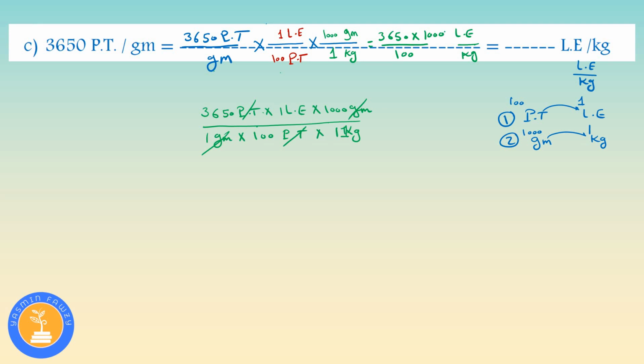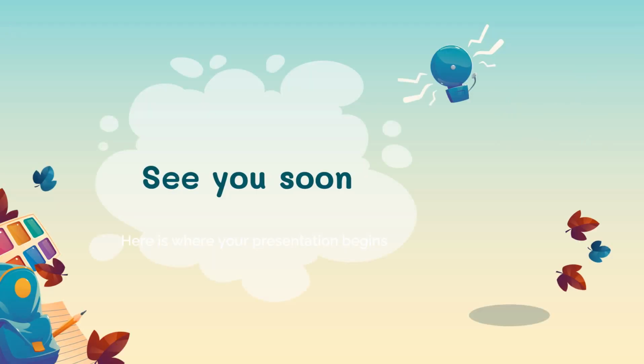Okay, now I have these numbers. Cancel 0 by 0, up and down. Cancel 0 up by 0 down. Now, what's left here? 3,650 times 10 over 1, which equals 36,500. That's all for today. See you soon, inshallah.